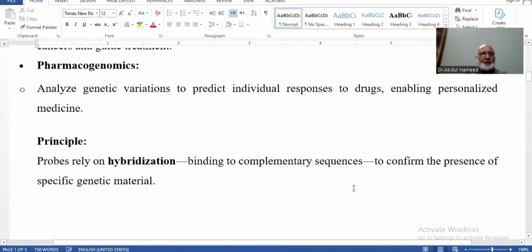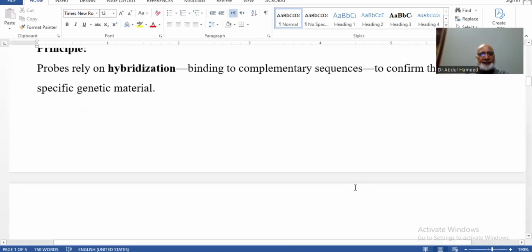So what is the principle behind this DNA and RNA probing? The purpose is hybridization, meaning binding to complementary sequences to confirm the presence of specific genetic material. The sole purpose is to hybridize, and the rest of the benefits we get depend upon this hybridization of the labeled probe and the patient's DNA.